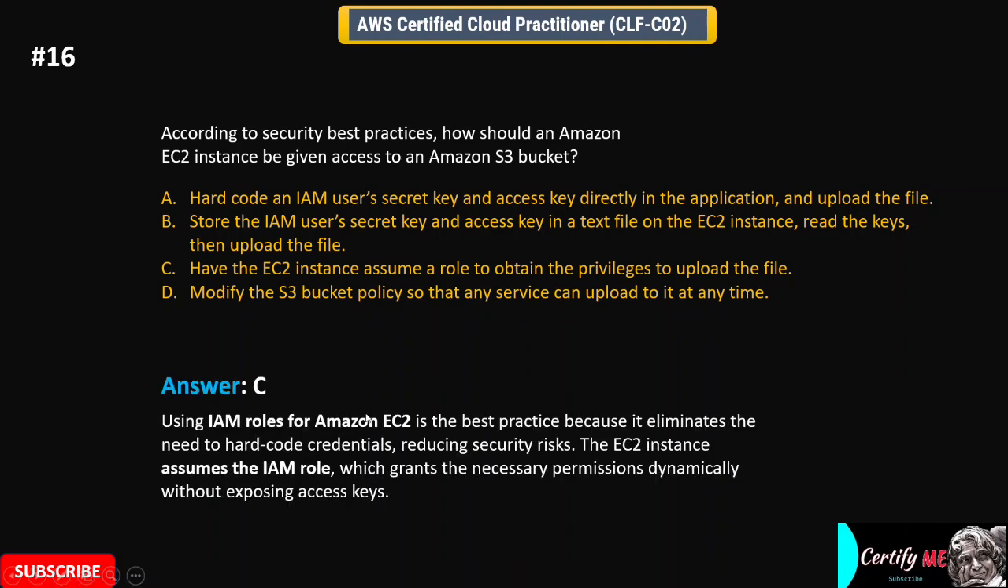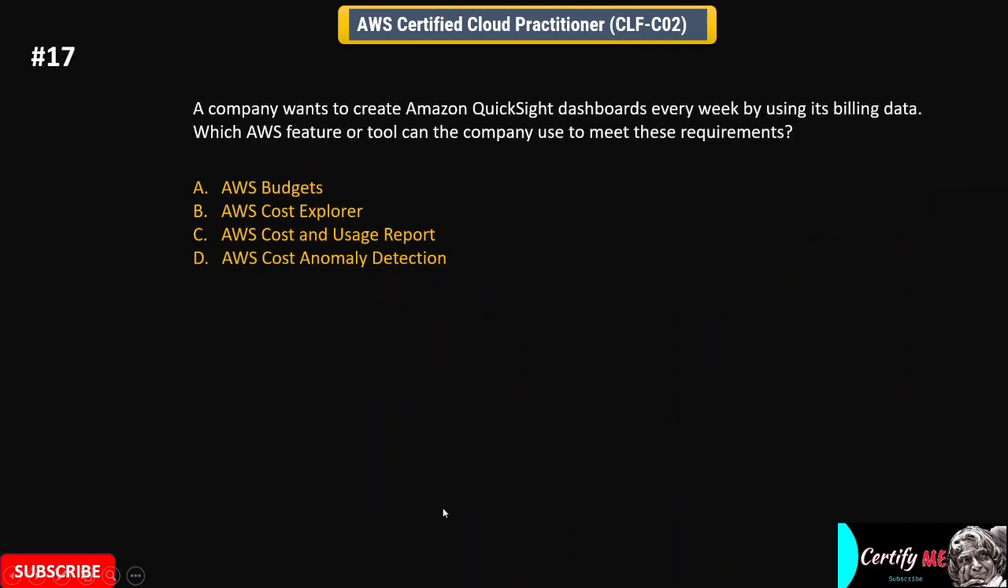Using IAM roles for Amazon EC2 is the best practice because it eliminates the need to hardcode credentials, reducing security risks. The EC2 instance assumes that IAM role, which grants the necessary permissions dynamically without exposing access keys.